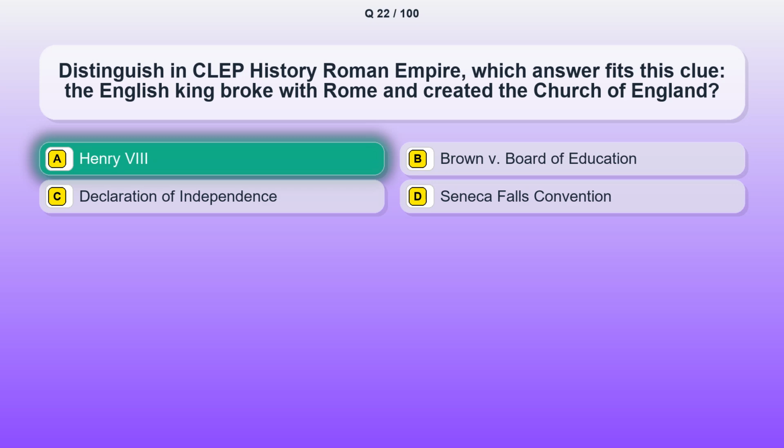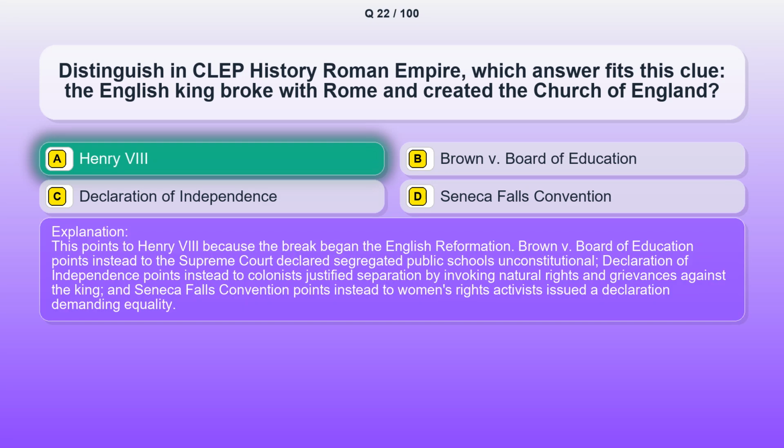The correct answer is option A, Henry VIII. This points to Henry VIII because the break began the English Reformation. Brown v. Board of Education points instead to the Supreme Court declared segregated public schools unconstitutional. Declaration of Independence points instead to colonists justified separation by invoking natural rights and grievances against the king, and Seneca Falls Convention points instead to women's rights activists issued a declaration demanding equality.